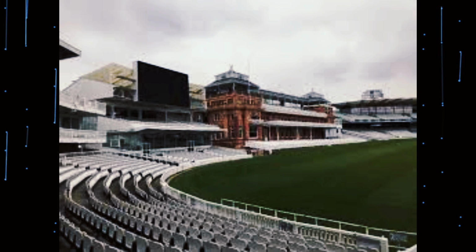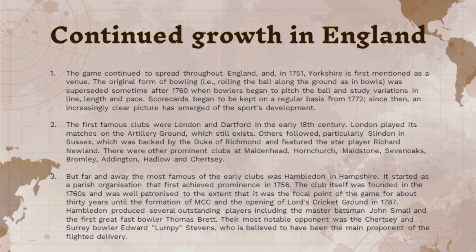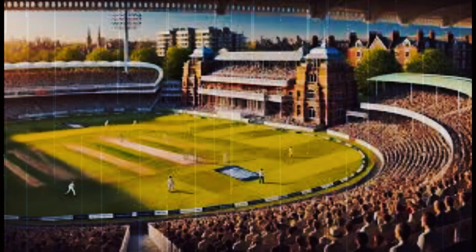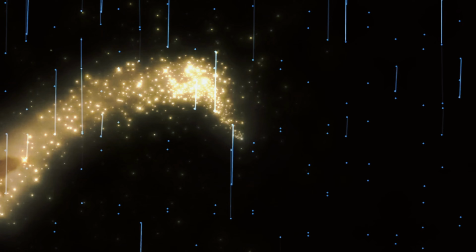1760s to 1780s. Legendary players such as John Small and Thomas Brett graced its fields, laying the foundation for first-class cricket. By 1772, scorekeeping began, revealing detailed statistical records, with Hambledon hosting many historic matches that immortalized cricket's transformation into a structured sport.